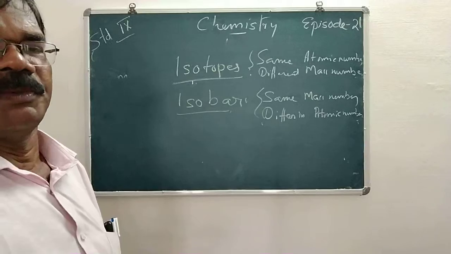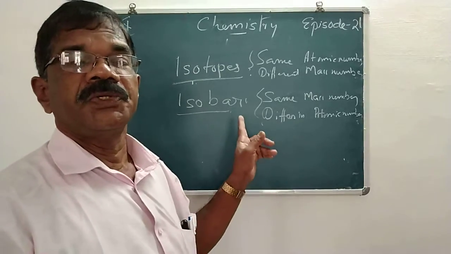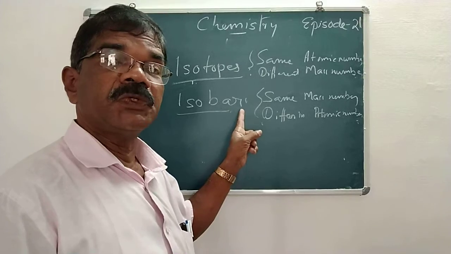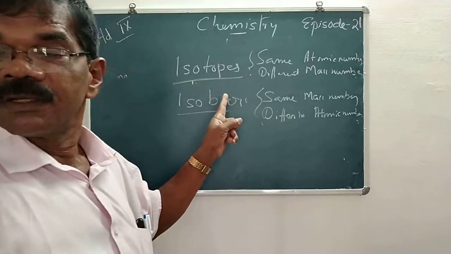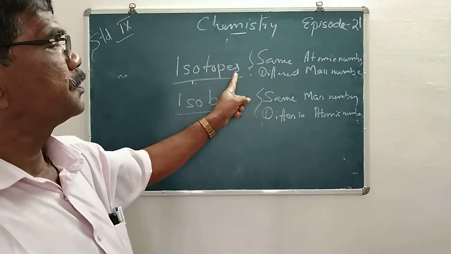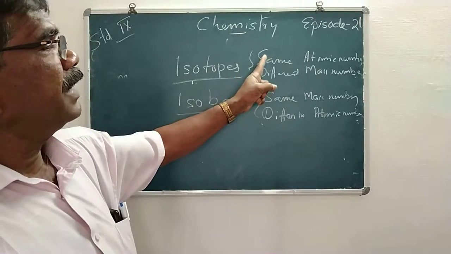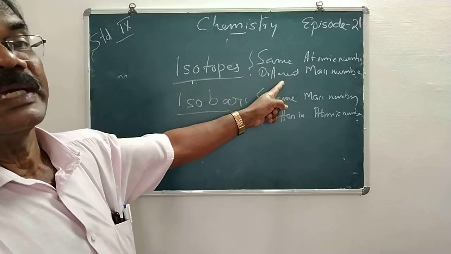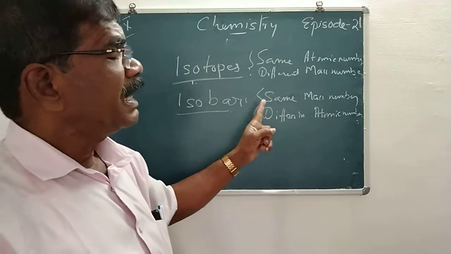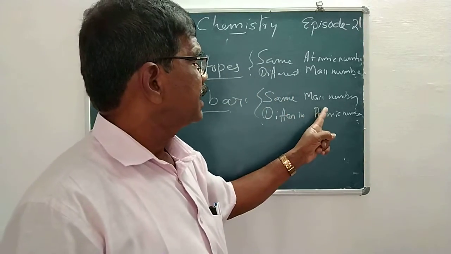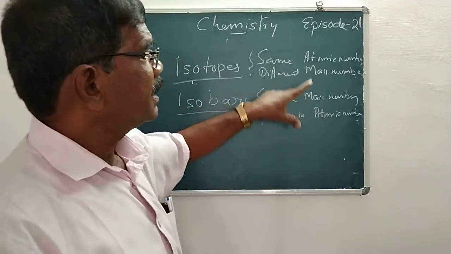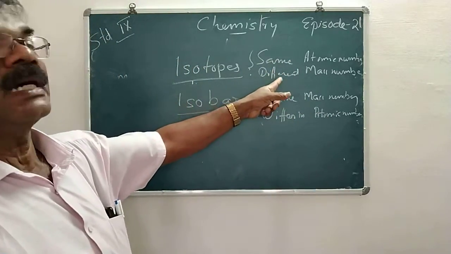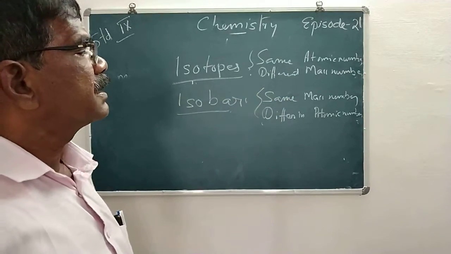In the exam, you may be asked the question, distinguish between isotopes and isobars. Elements having the same atomic number but different mass number are called isotopes. What are isobars? Elements having the same mass number but different atomic number. In the case of isotopes there are different mass numbers. In the case of isobars there are different atomic numbers.